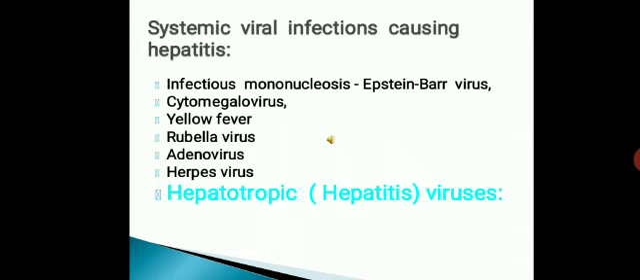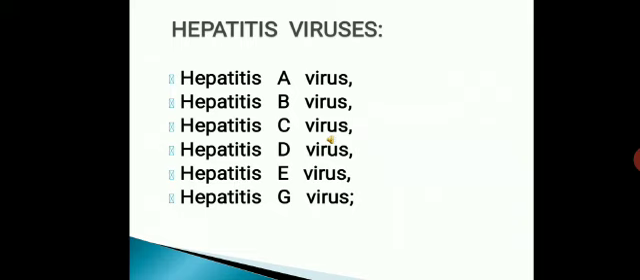But there are some viruses which specifically affect the liver. These are known as the hepatotropic virus or hepatitis virus. They have a special affinity for the liver. We will discuss mainly these viruses. They are mainly of 6 types: hepatitis A virus, B virus, C virus, D virus, E virus and G virus. Very little is known about the G virus, but the rest have been well studied and we will discuss those.